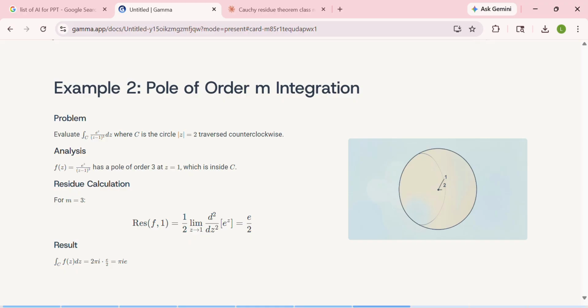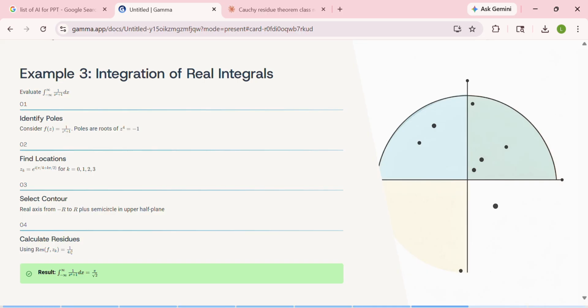The formula for residue of a triple pole is 1 by 2 factorial. Triple pole means m is equal to 3, m minus 1 equal to 2. So limit z tends to 1, double derivative with respect to z of the function f of z, which is e power z. If you differentiate this twice and take limit z tends to 1, you will get the value as e by 2. So substitute that e by 2 in Cauchy residue theorem, you will get the answer as 2 pi i into e by 2, which is equal to pi i e. So here this point z equal to 1 lies inside the contour.